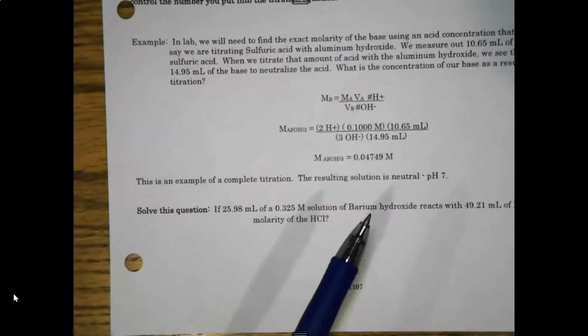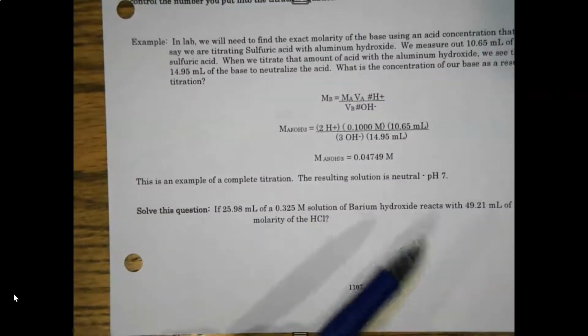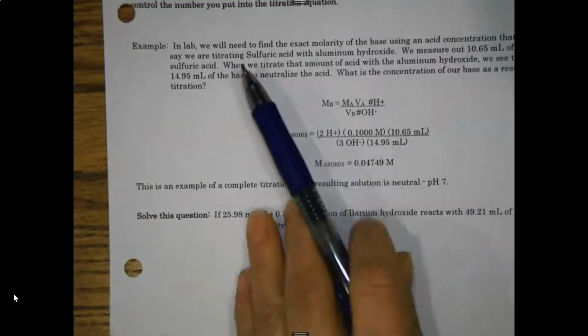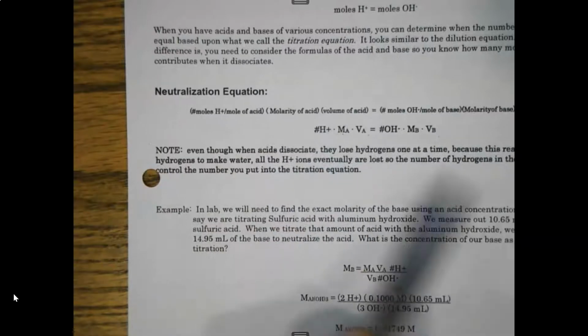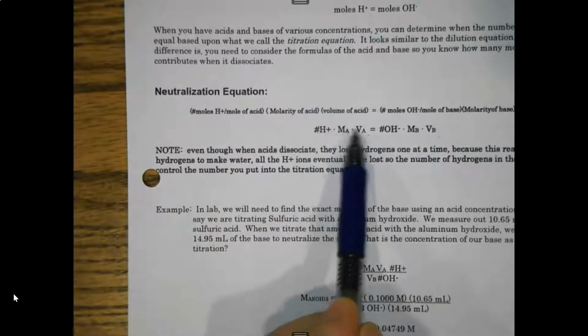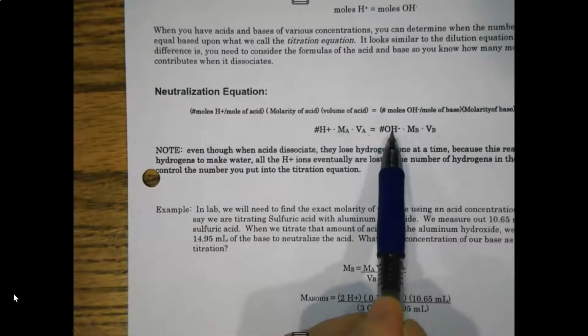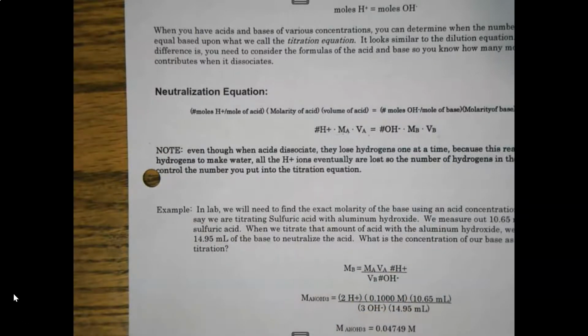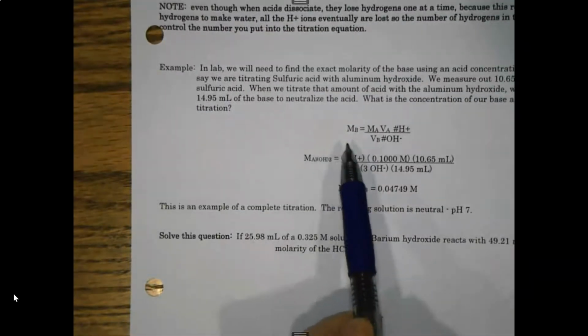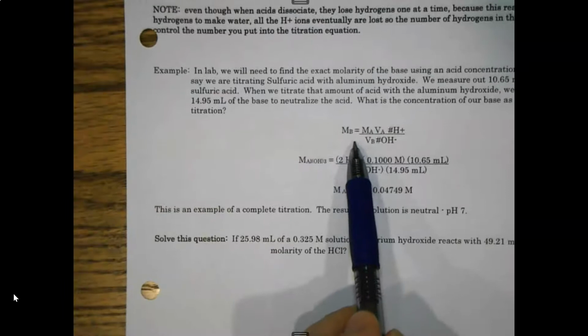So when you look at the equation, I'm going to zoom in a little bit because it's a little fuzzy. Here's the original number of H plus, I know that, it's 2. Molarity of the acid, I know that. Volume of the acid, I know that. OH minuses, I know it's 3 because I'm using aluminum hydroxide. The molarity is what I don't know, but I do know how much volume I used. So what am I doing? I'm really trying to figure out what's the molarity of the base.